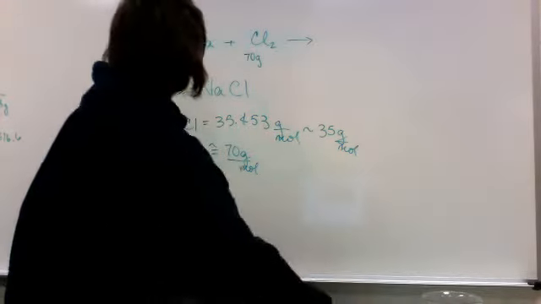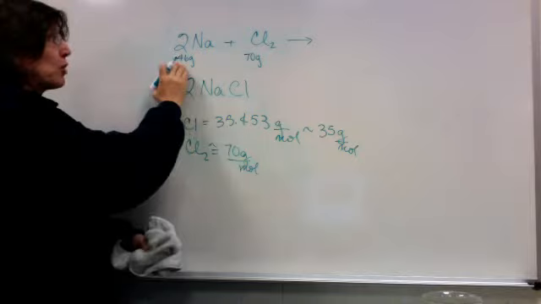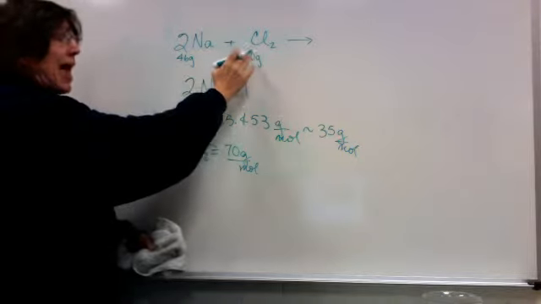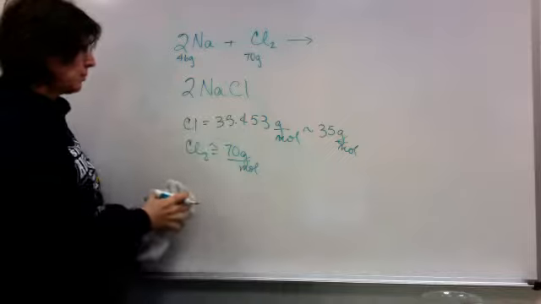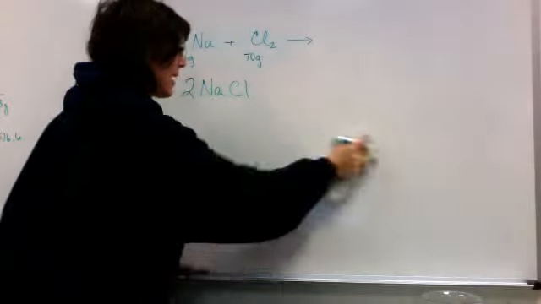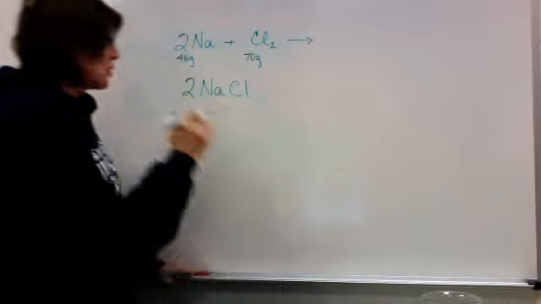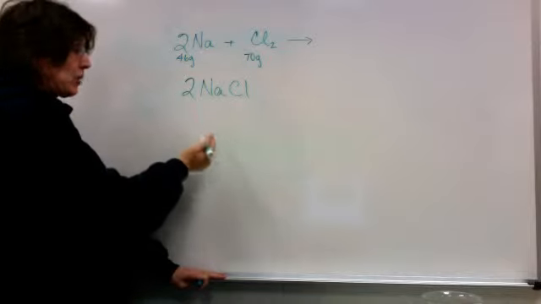Okay? All right. In other words, I need 46 grams of sodium added to 70 grams of chlorine gas to make this reaction go. All right, so let's look at sodium chloride now. We have all the information we need to figure out its molecular weight.